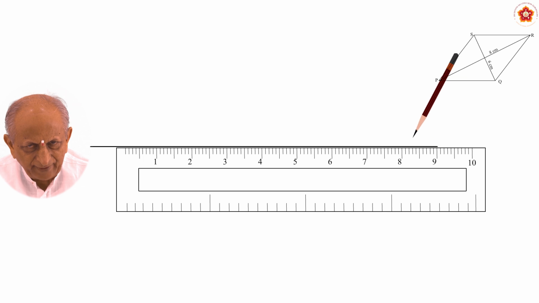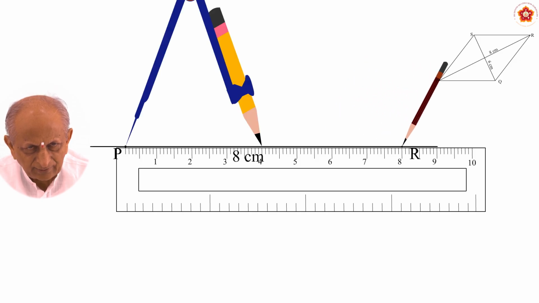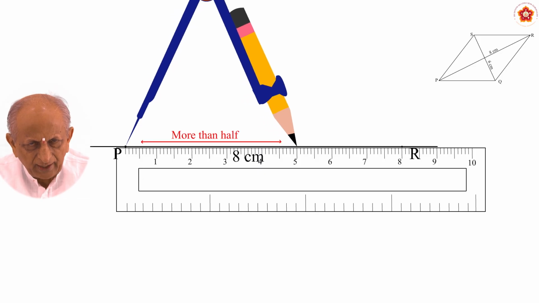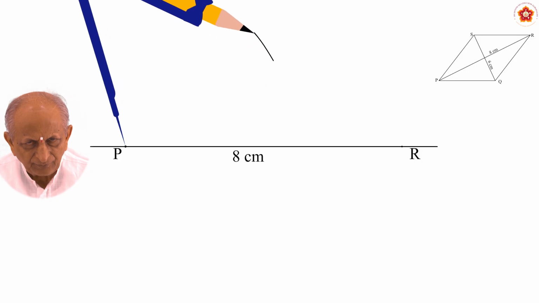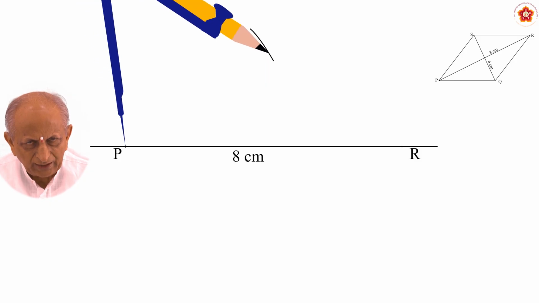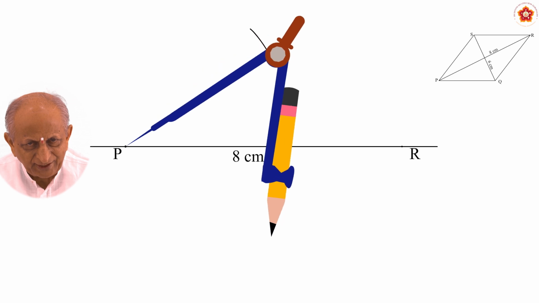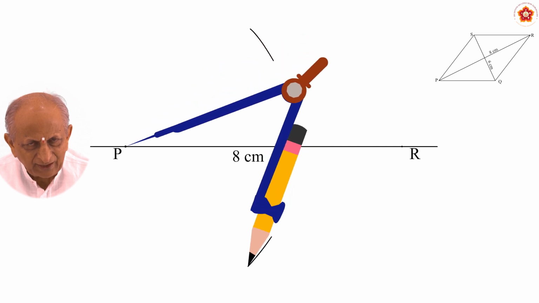Okay, first take a pencil and scale, and mark a line of length PR. It will be a diagonal, equal to 8 centimeters. So the first diagonal of length 8 centimeters is drawn. Now you must draw one more diagonal. We know that the two diagonals in a rhombus bisect each other at right angles.